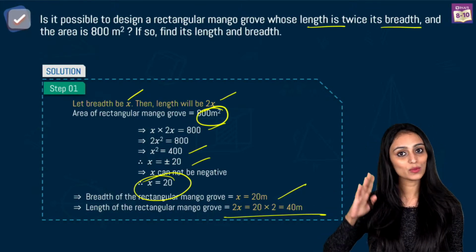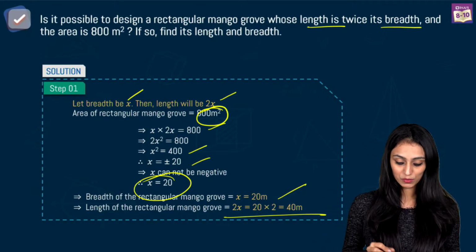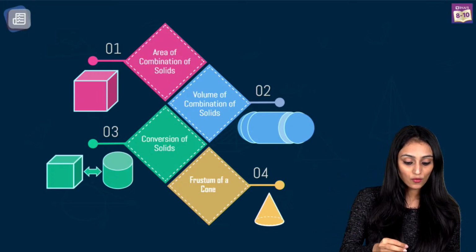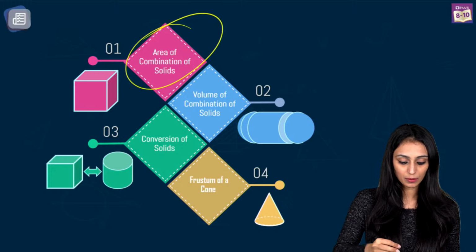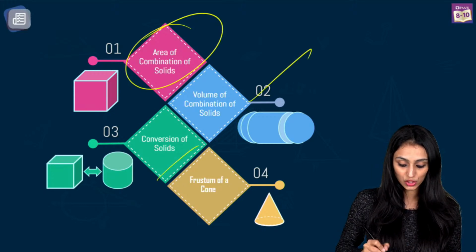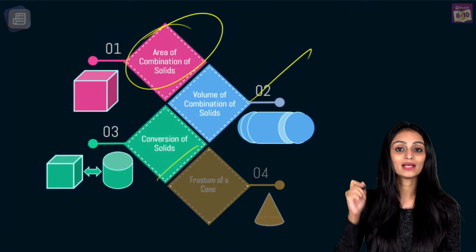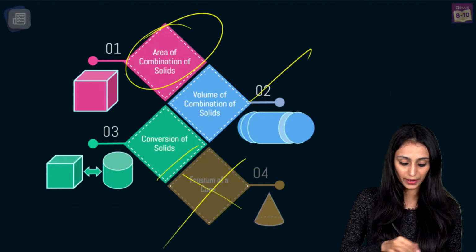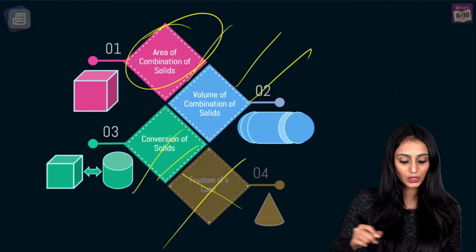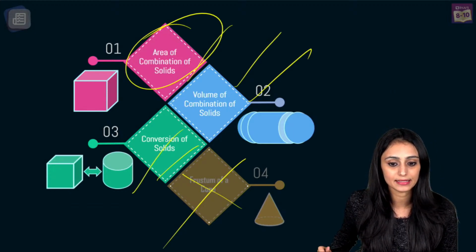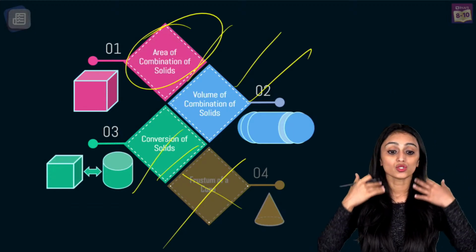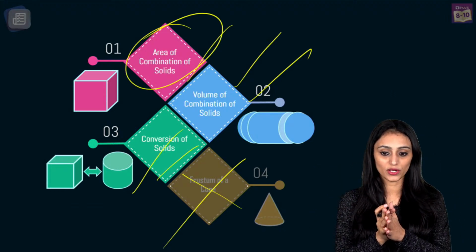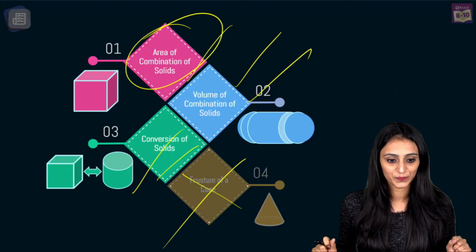All right, so now we will start with surface areas and volumes. First, let's take a quick look at the syllabus. We have area of combination of solids, volume of combination of solids and conversion of solids in this year's syllabus. Frustum of a cone is deleted from the term 2 syllabus, so we do not have to prepare this. We will only be talking about these 3 topics. These are the important questions from the exam point of view.